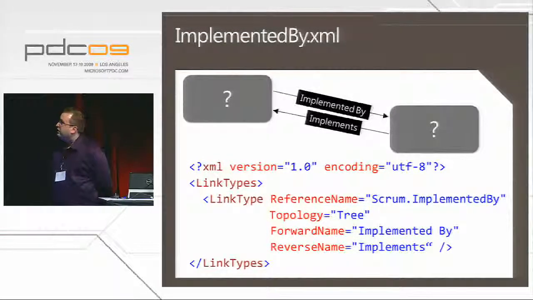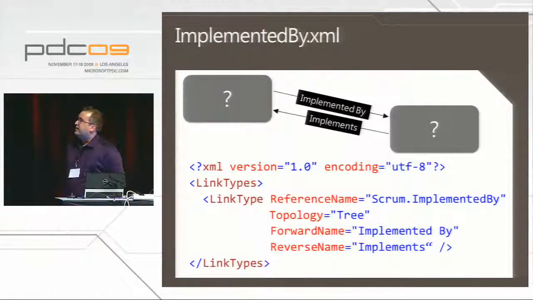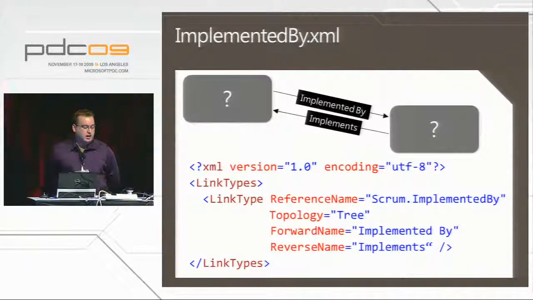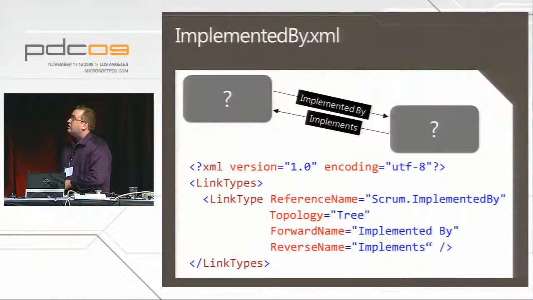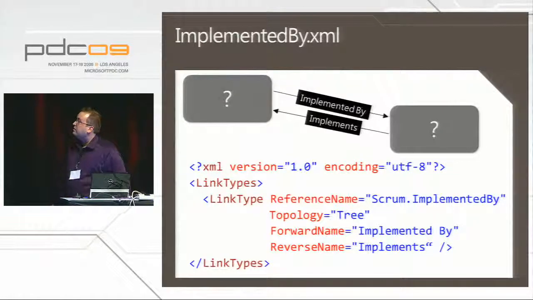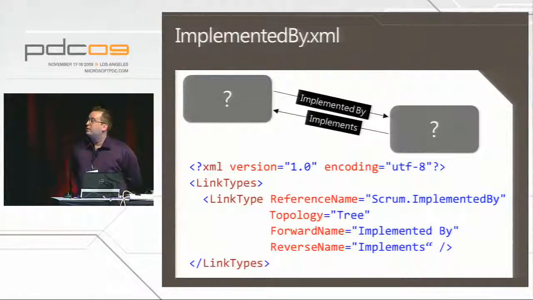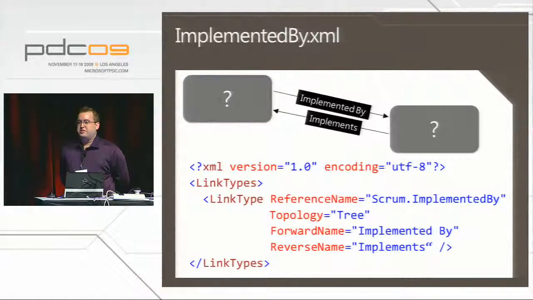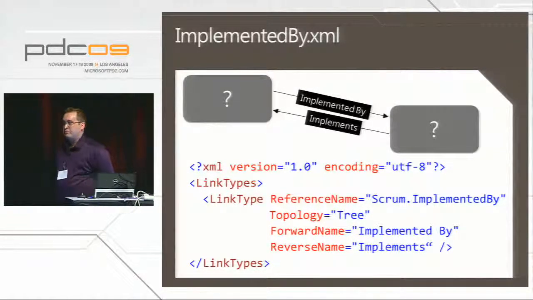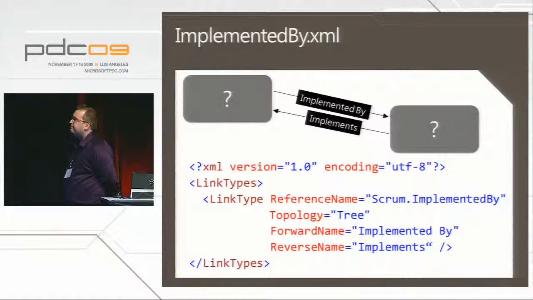But the link type itself doesn't tell you what's at either end of the link. So up here, it could be anything. Team Foundation Server will let you link an acceptance test to an impediment, but that's probably not the desired behavior.